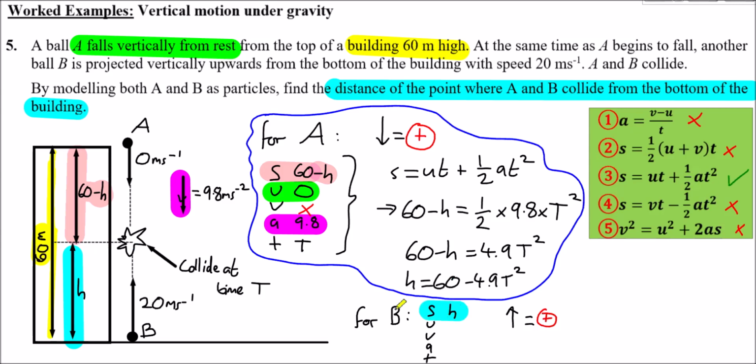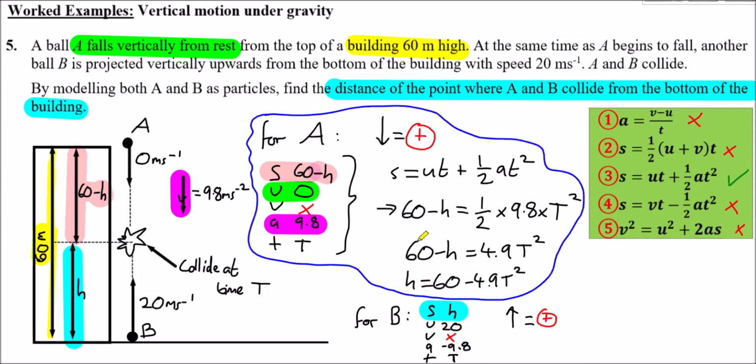The initial velocity of B is 20 meters per second in the positive direction, so u is 20. The final velocity when they collide, I don't know it, I don't need to know it. The acceleration of 9.8 meters per second squared is opposite to the initial direction of motion for B, so a, in B's case, is minus 9.8. And again, they start the motions at the same time, so again, I'm going to call time big T because they set off at the same time.